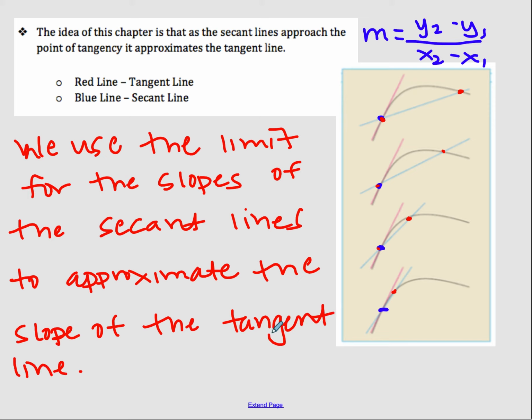This is our big idea in chapter 2: how do you find the slope of a tangent line? Okay, and this is one method that we can use. It helps us get an approximation. It's not exact, but it helps us get an approximation because we're moving closer. So that's our big idea in chapter 2 as well as what we're focusing on right now in section 2.1: one way to find the slope of that tangent line.